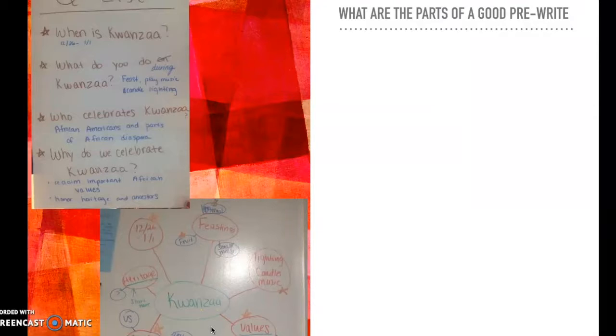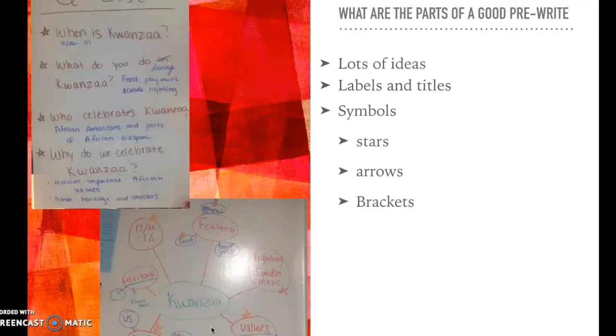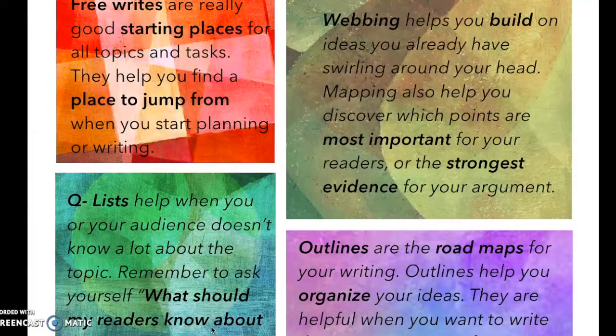Alright, so looking at a cue list and a web, we're going to talk about what are the parts of a good pre-write. A good pre-write contains lots of ideas. Labels and titles, like I have at the very top of my cue list and in the center of my web. Symbols, like stars, arrows, and brackets. You can see some arrows and stars in the web, as well as stars and other bullets on my cue list. Numbers and bullets. I don't really have numbers in my cue list because I use stars instead, but that's okay. And bubbles, things circled and other things to denote importance.